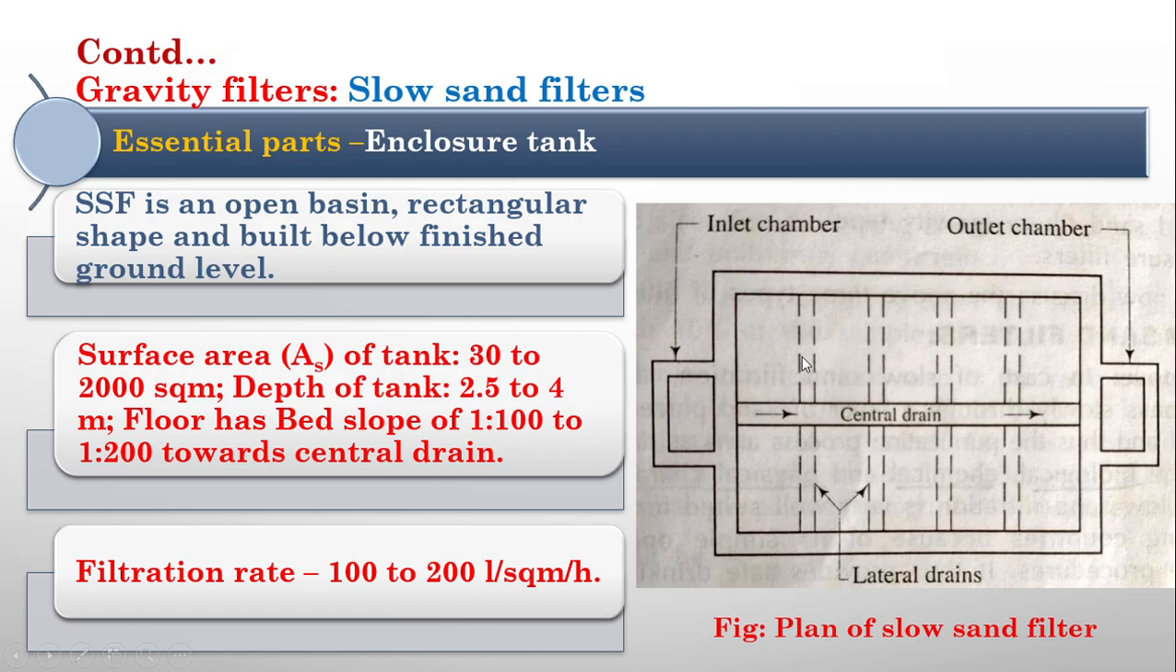The second part is under drainage. This is a figure of the under drainage. Under drainage consists of a central drain and laterals. These laterals and the central drain will collect the filtered water from the filter and it will be delivered to the outlet.